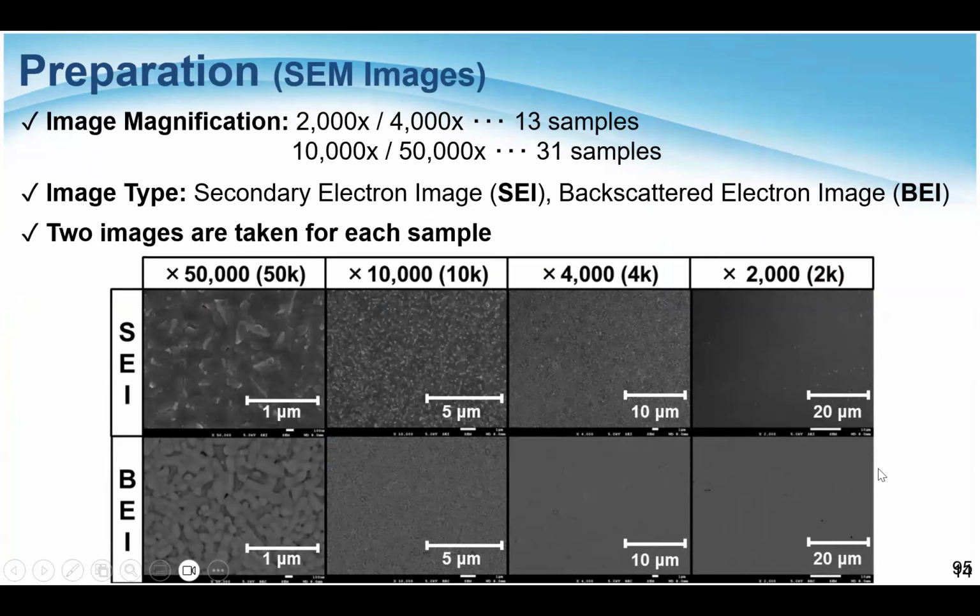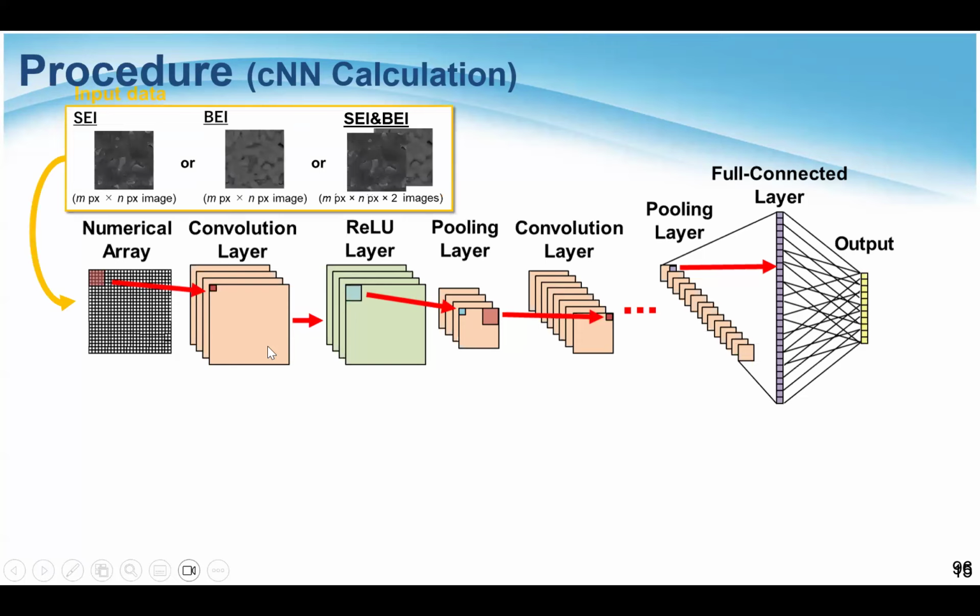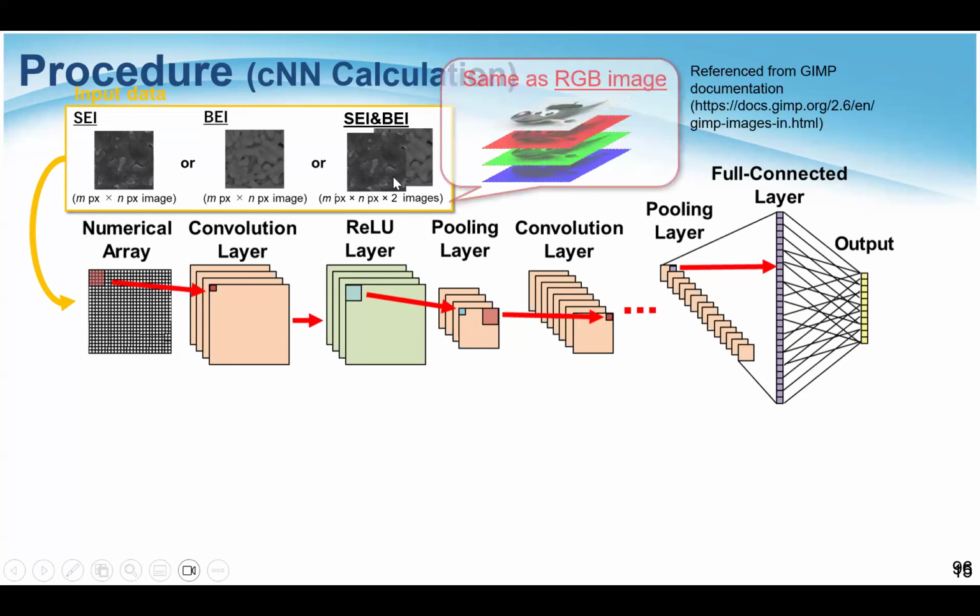So here are the SEM images we used. SEI and BEI images at different magnifications were collected. And we use a convolutional neural network. I won't explain it in detail here, but it's quite a general image analysis method. And as I said, a combination of SEI and BEI is used. This overlay strategy is quite similar to a color image. A color image is the overlay of red, green, and blue, right?